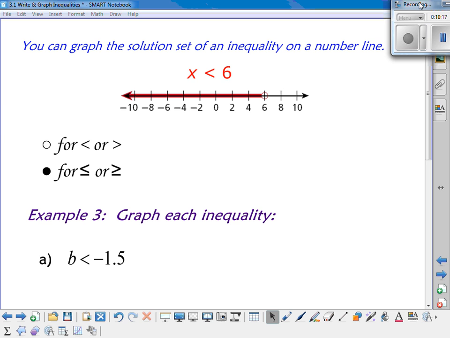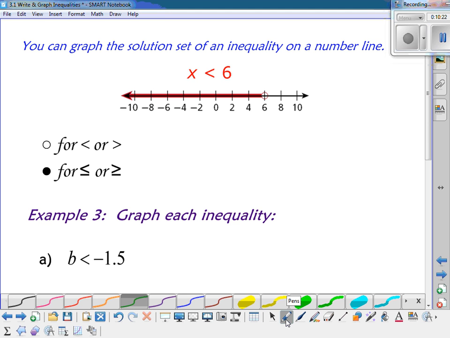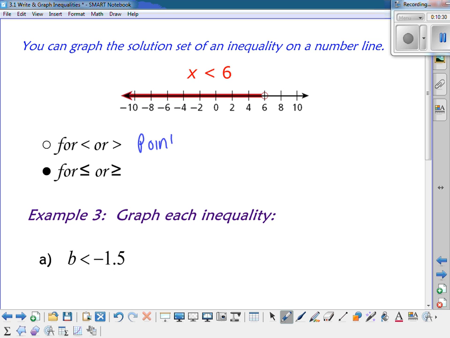So we use an open circle, and again, that's a circle that's not filled in. We use an open circle for less than or greater than, and the reason we do that is because the point is not included in the solution. 6 is not less than 6, so the point is not included. But of course, 5.9999999 is less than 6.